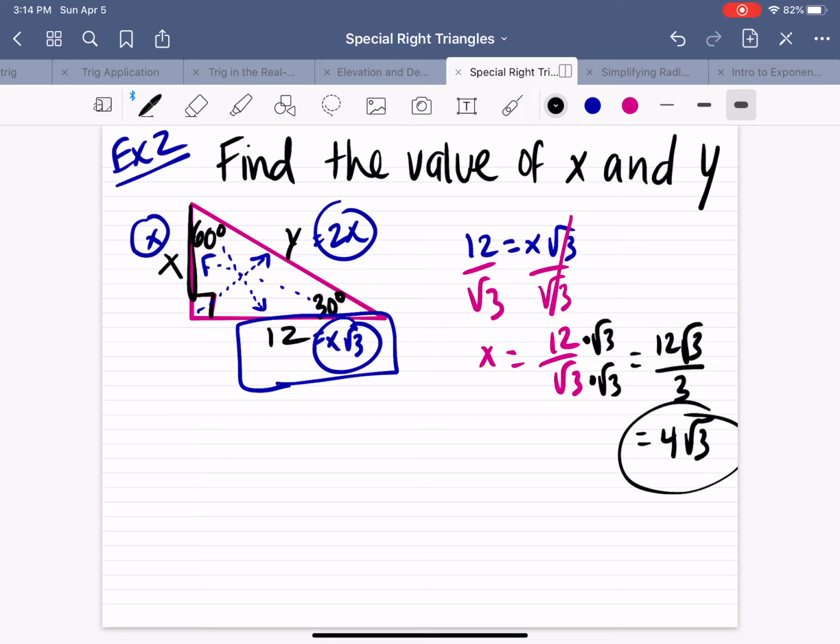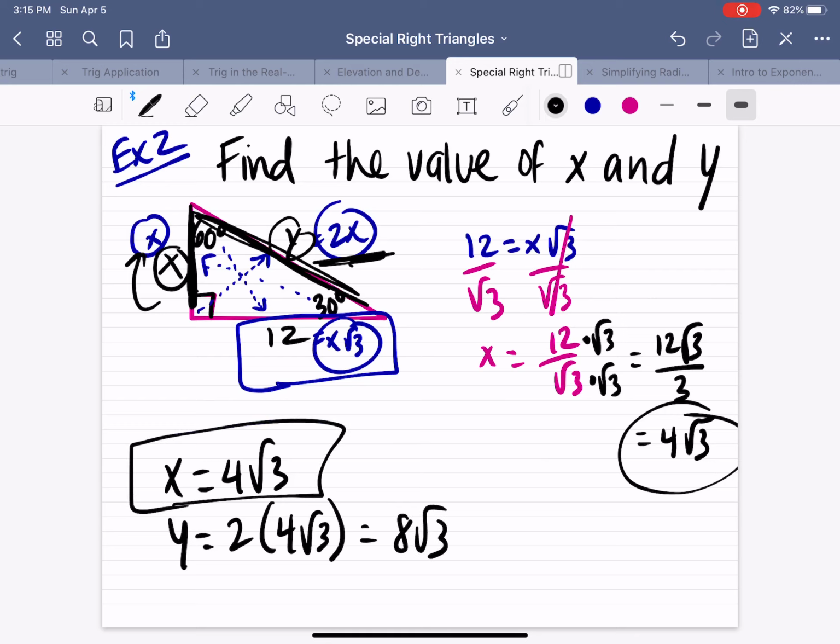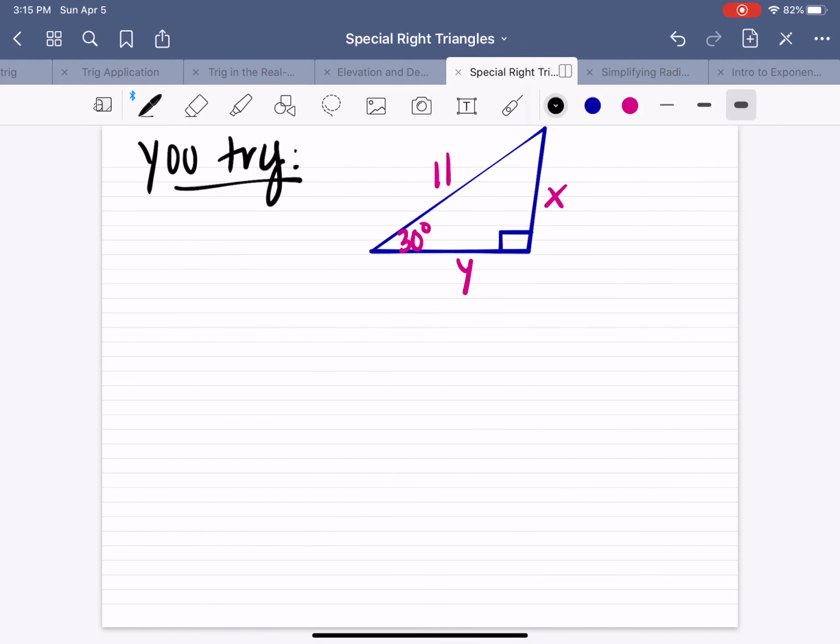To find this side, the X, let's plug the X value in there. So X equals 4 root 3. To get the Y value, let's plug in the X right here, and you get 8 root 3. So the side that has the X is 4 root 3, and the side that has the Y, the hypotenuse, is 8 root 3. Now go ahead and try this problem, pause the video, and then come back.